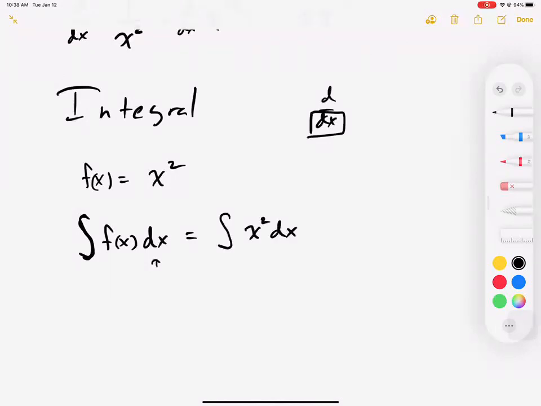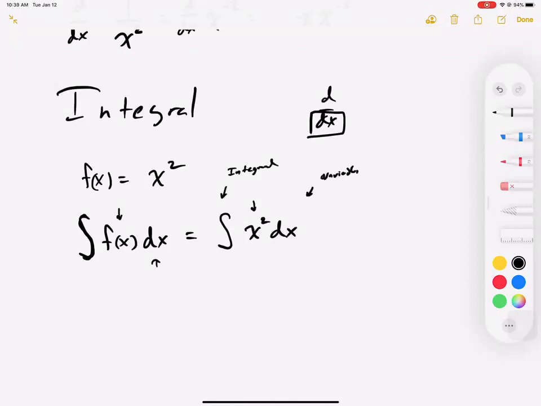Where f of x is my function, and we're writing in this framework. If we see this little integral sign, the integrand, and then we have our dx, which is the variable that we're working with.